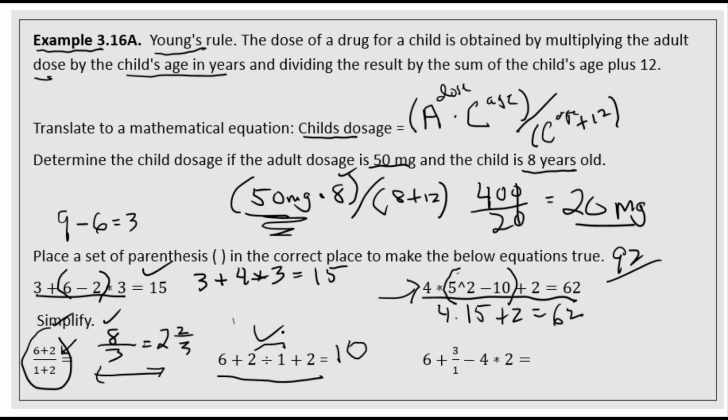Now you don't have a fraction bar in Excel or on a calculator, so you have to mimic this here, and the way you do it is like this. Parentheses, parentheses. Now this is the same as this. So this one, what do you do first? We can either divide or multiply. So let's do 6 plus 3 minus 8. And 11 minus 8 is 3. So you just got to play with these a little bit.